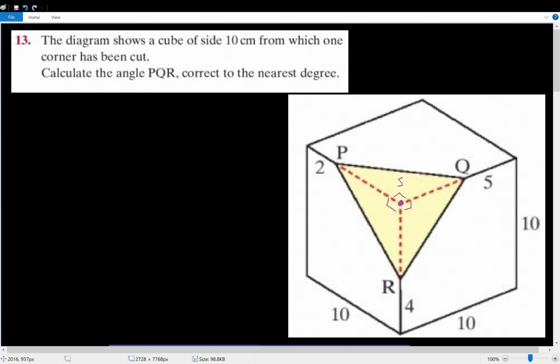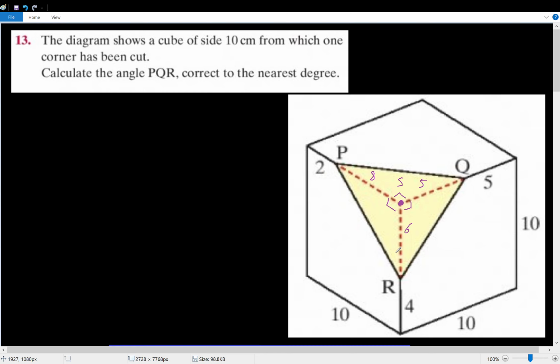And on top of that, we've also been given the lengths of those sides. Because we know that the cube is of length 10, which means that the line QS has to be 5 centimeters. And we've been given the length of the line here, so we know that RS is going to be equal to 6 centimeters. And we know that PS, by the same reasoning, is going to be 8 centimeters.